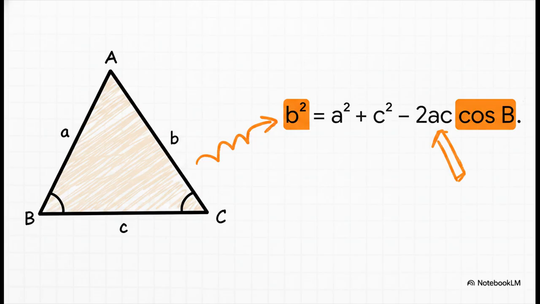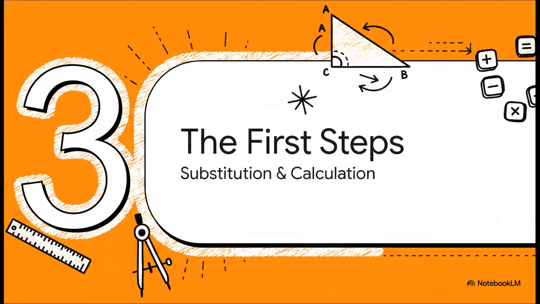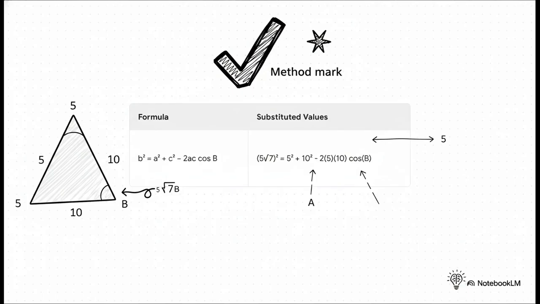Okay, so we're after angle B, right? That means the side opposite it, which is AC, has to be the one that sits all by itself on the left side of our equation. Getting this set up right from the get-go is absolutely crucial. All right, let's start plugging things in and see how this builds. The very first mark you can earn here is just for putting the right numbers in the right places. It's that simple. So check this out.